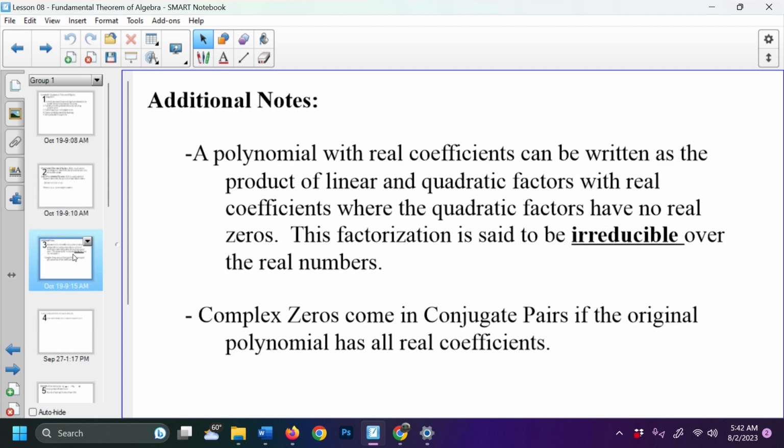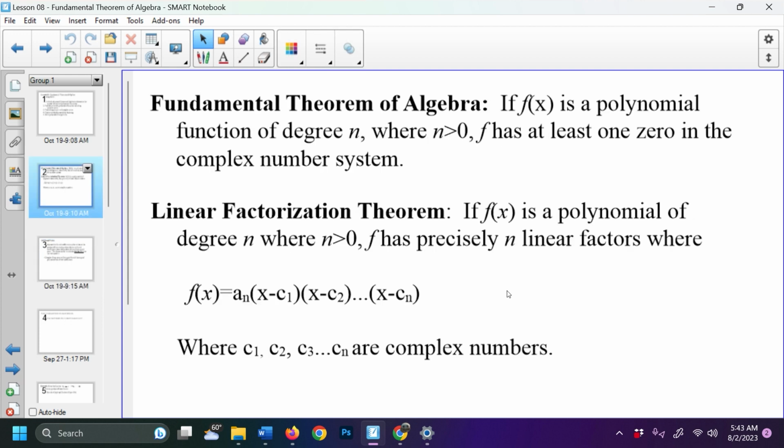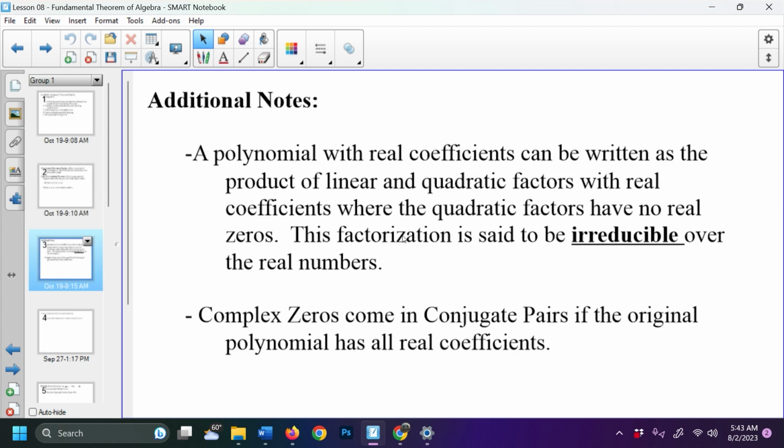There are some additional things that we need to consider from that. A polynomial with real coefficients can be written as the product of linear and quadratic factors with real coefficients, where the quadratic factors have no real zeros. This type of factorization is said to be irreducible over the real numbers. And so even though in this last statement we said that everything can have precisely n factors, if some of those factors are imaginary, then we could end up with a quadratic factor that is irreducible over the real numbers because its zeros are in fact imaginary.